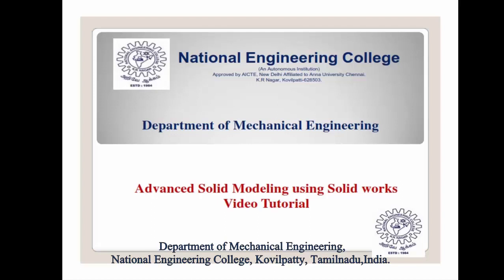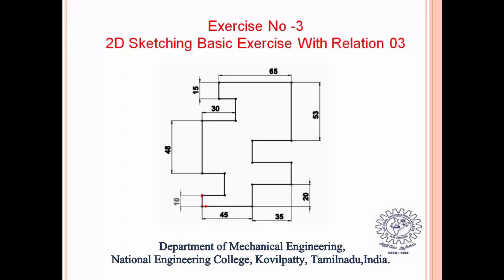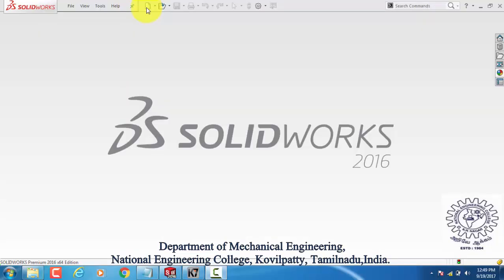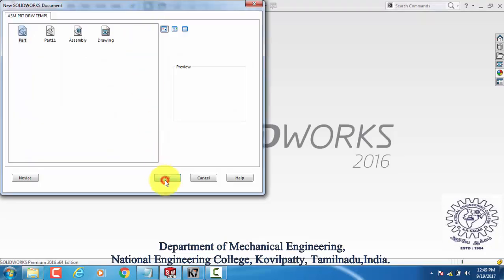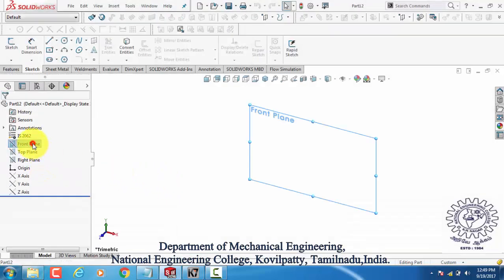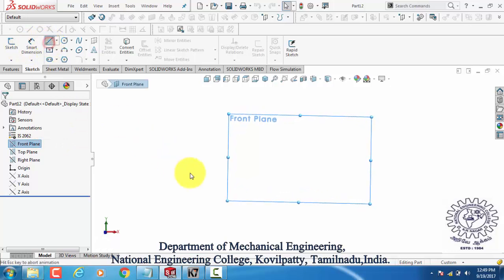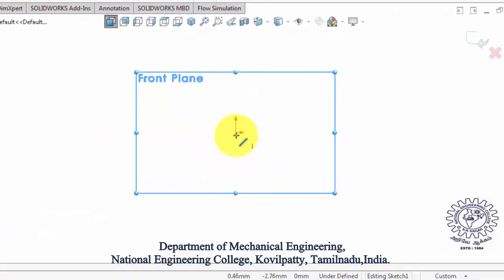In this video, we are going to see about the basics of 2D sketching exercises. Exercise number 3. First, select the new part. Now pick front plane for sketching. Now, select the line command and draw the outline of the 2D sketch as given in the manual.